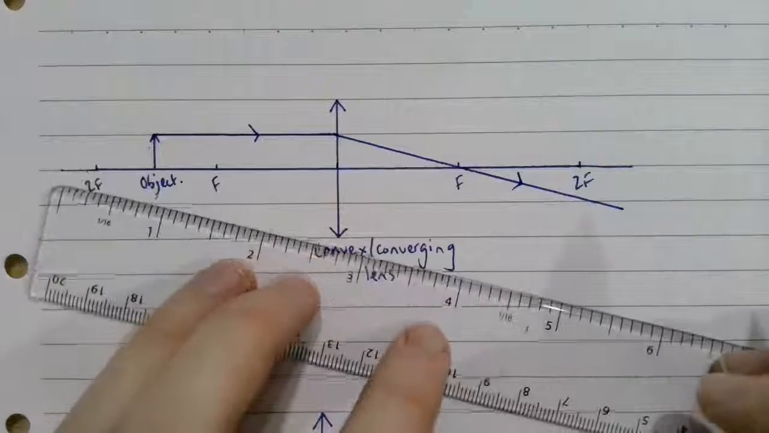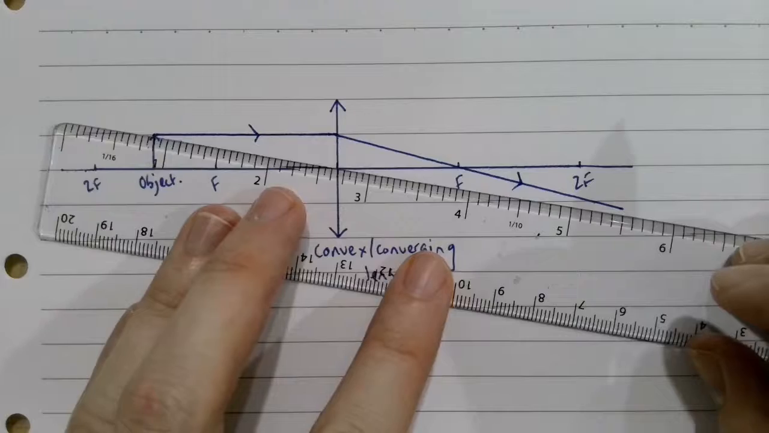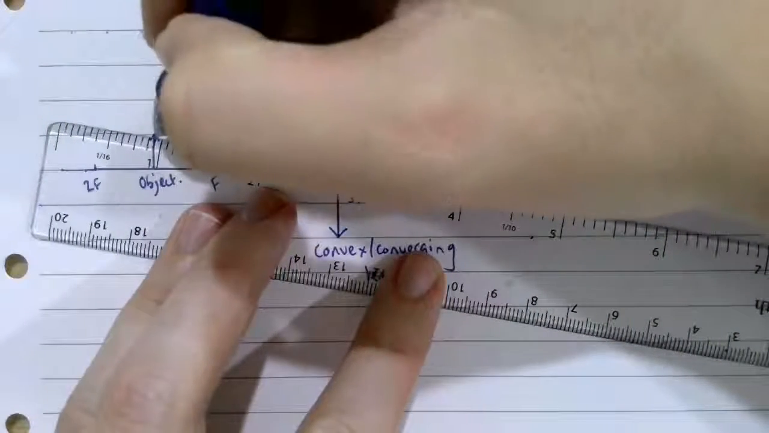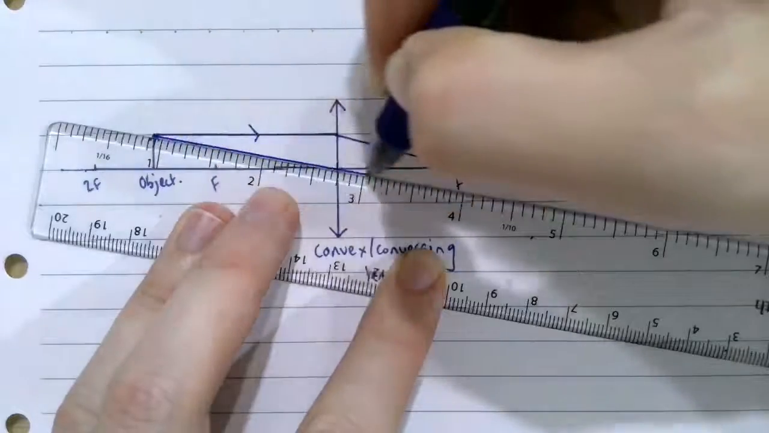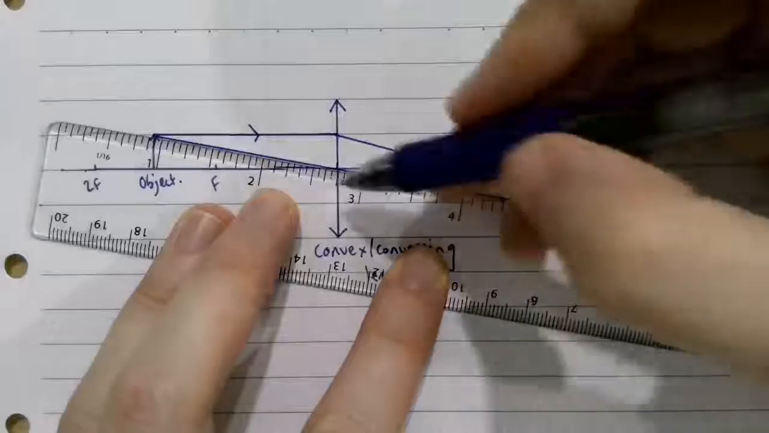The second ray that I draw goes through the center of the lens. And any ray that goes through the center of the lens, doesn't matter what angle it's at, it will always go through unaffected.